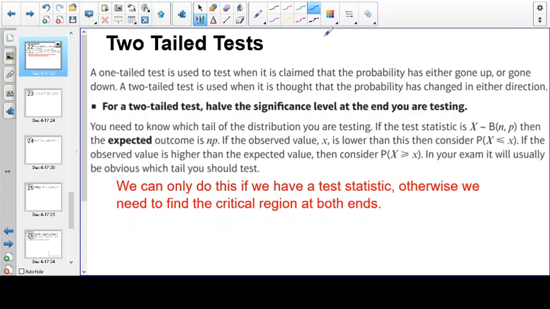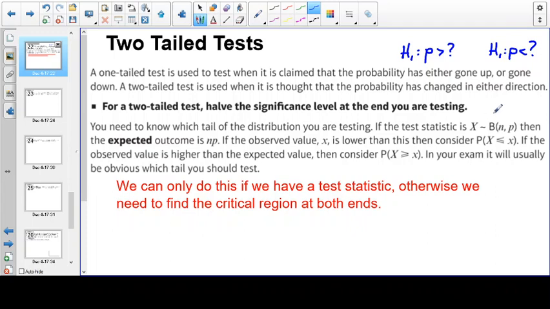If you suspect the probability has gone up, then last time we were using an alternative hypothesis that P is greater than whatever the probability is. Or you might suspect that it's gone down, in which case the alternative would be P is less than something.